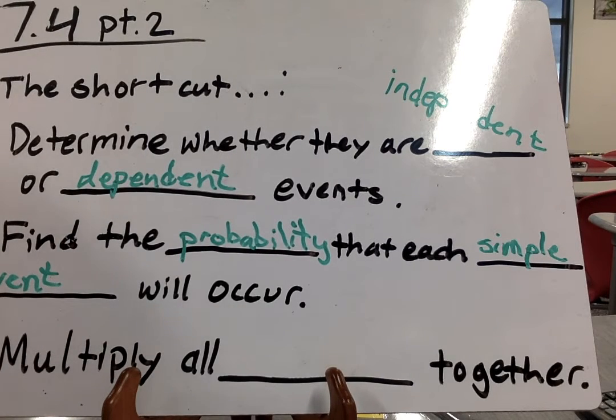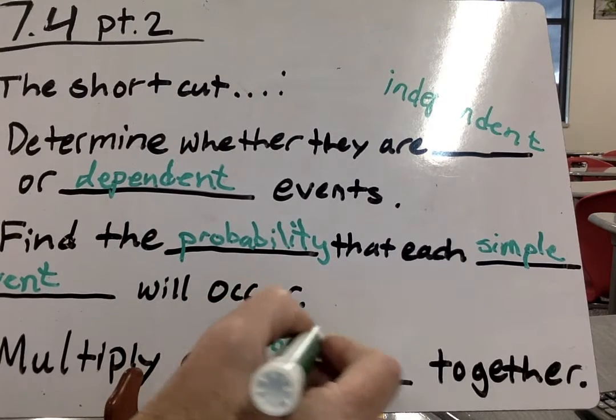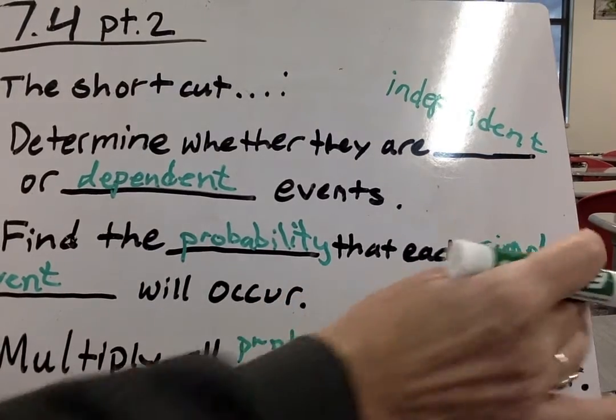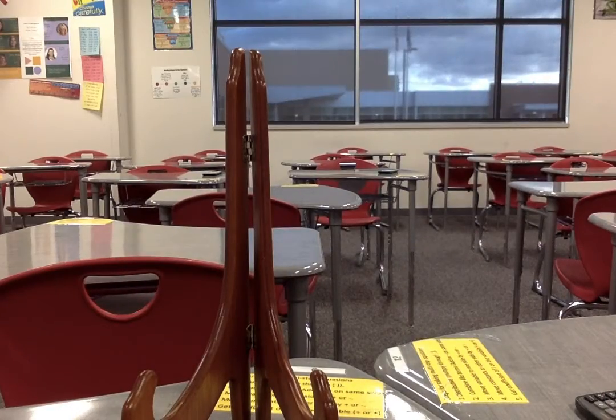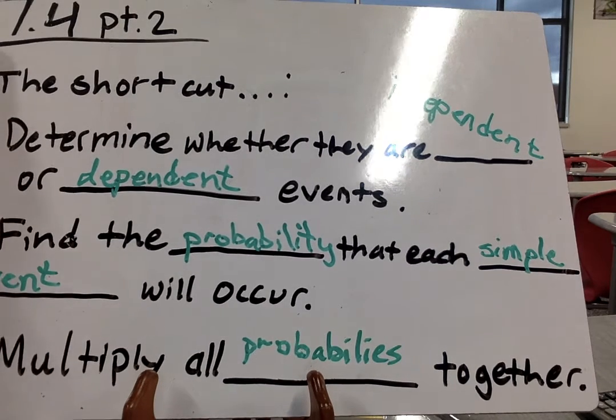And then once you have those probabilities, we are going to multiply all the probabilities together. It's going to be easier to do this, so you're just going to write it down: you're going to multiply all probabilities together. All right, let's go on to the next one.